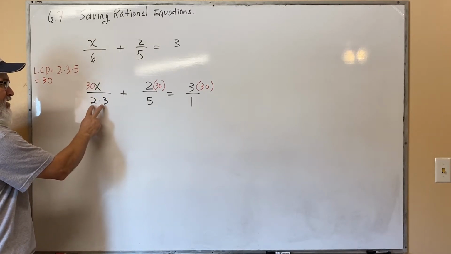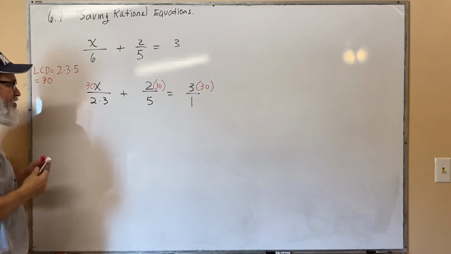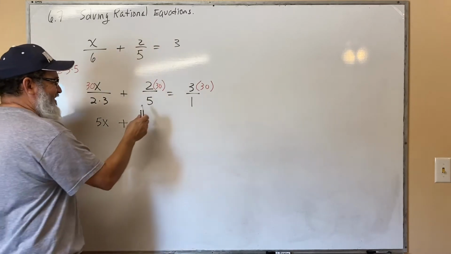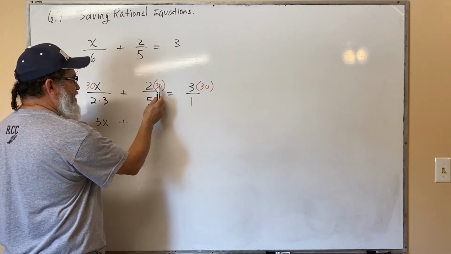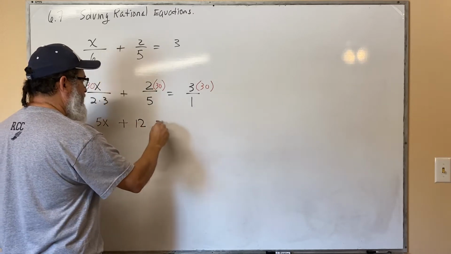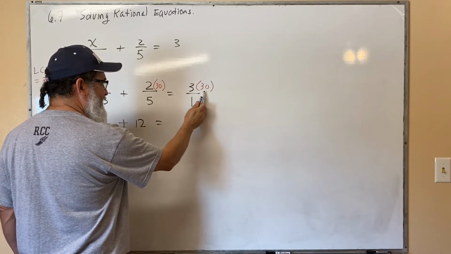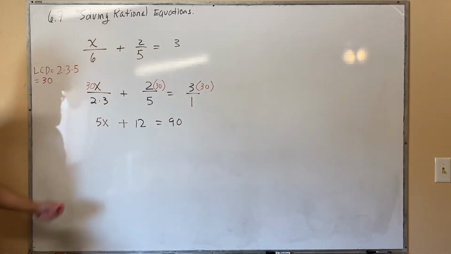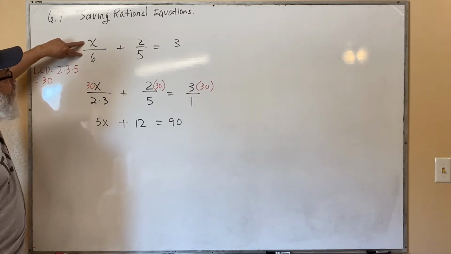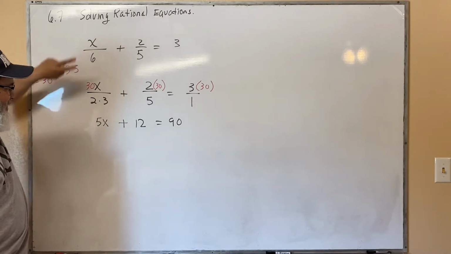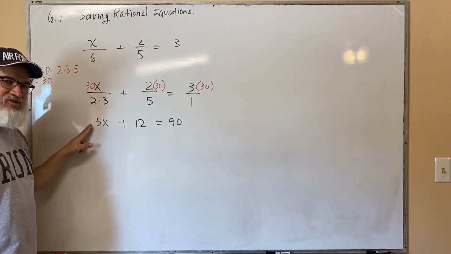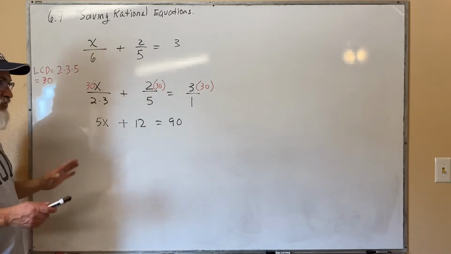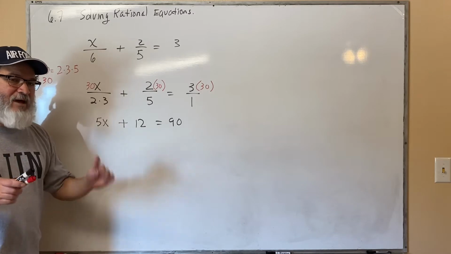That's a 6. That 6 goes into the 30 5 times. So this is 5x plus. The 5 goes into the 30 6 times, and 6 times 2 is 12. Equals 3 times 30, which is 90. Look, this fractional equation became a simple equation without fractions. That's what happens when you multiply everything by the LCD. But you have to have the right least common denominator.